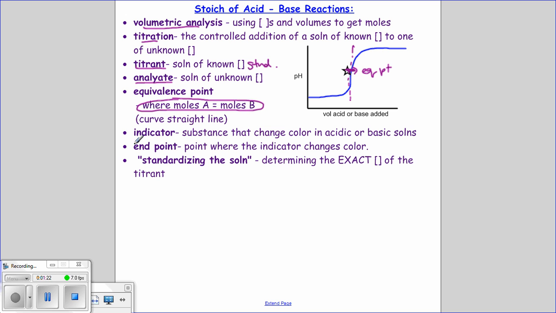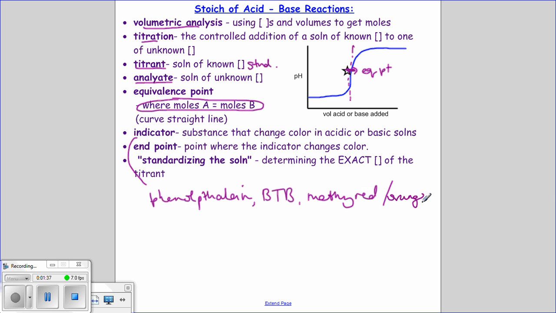Indicators, we've already messed with a couple of them. Phenolphthalein, I'm going to spell this wrong, I already know it. Phenolphthalein is one. Bromothymol blue is another. Methyl red, methyl orange, alizarin yellow. There's tons and tons of indicators, okay? They all turn colors or change colors at different pHs because they have a specific weak acid within them that allows the color change to occur either maybe in acidic solutions, neutral solutions, or basic solutions.